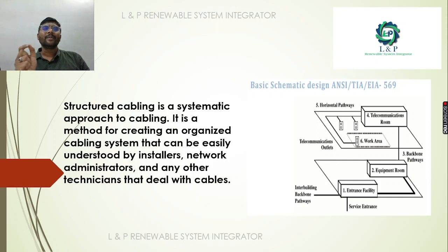Structured cabling is a very systematic approach to cabling. It is a method of creating an organized cabling system that can be easily understood by the installers, network administrators, as well as the technicians who deal with the cables. When we get into the basic schematics of structured cabling as per ANSI, TIA or EIA standards, we have different elements: one is the entrance facility, second the equipment room, third the backbone pathway, fourth the telecommunication room, fifth the horizontal pathway, and sixth the work area. Most importantly, we will have many telecommunication outlets and interbuilding backbone pathways also.